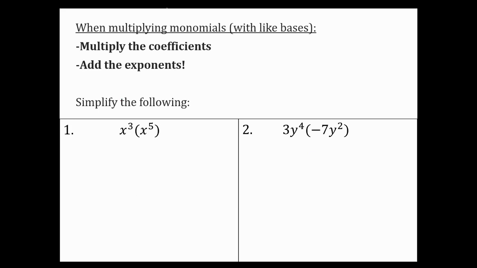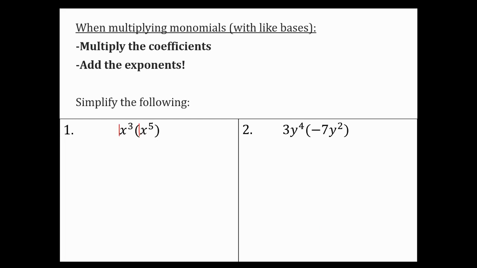So when multiplying monomials with like bases, so that means they have to have the same base, multiply the coefficients and add the exponents. Simplify the following. It says x to the third times x to the 5. And I know that's multiplication because we see those parentheses, which represent multiplication. Now, if there's no number in front of the variable x here, there's no coefficient, that invisible coefficient is 1. So there's going to be a 1 there and a 1 there.